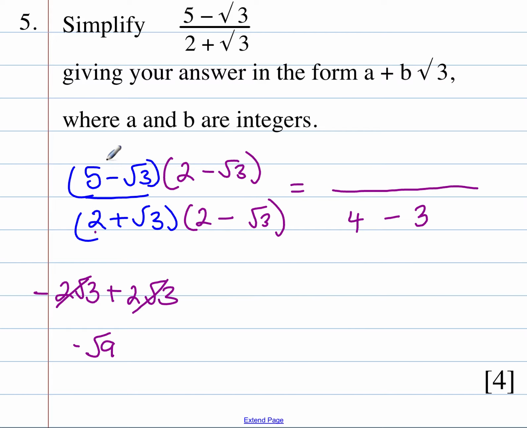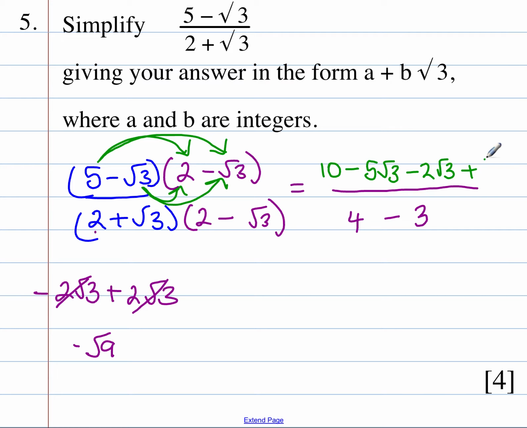Now all I need to do is multiply out my tops. So 5 times 2 is 10. Then I've got 5 times minus root 3 is 5 root 3. And then I have a takeaway 2 root 3 by multiplying these two numbers together. And then I'm going to multiply these two numbers together to give me a positive 3. So root 3 times root 3 is root 9, and the square root of 9 is 3.